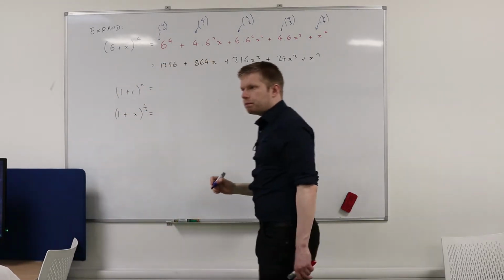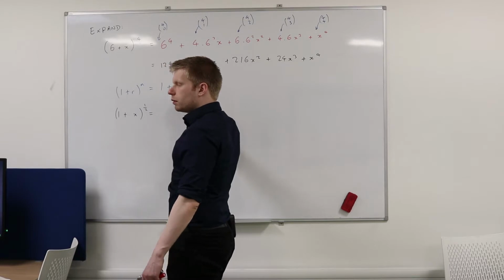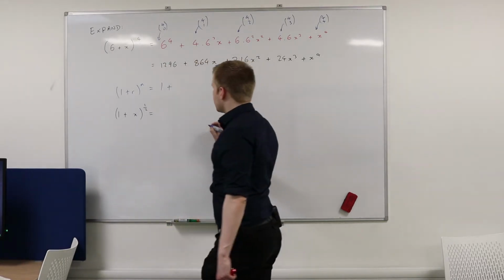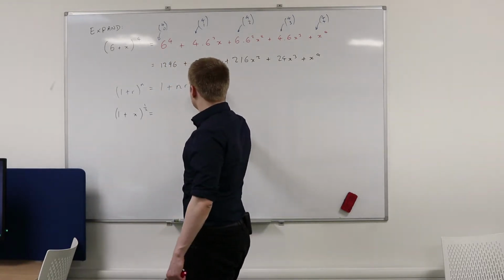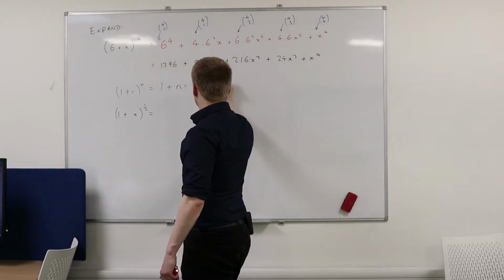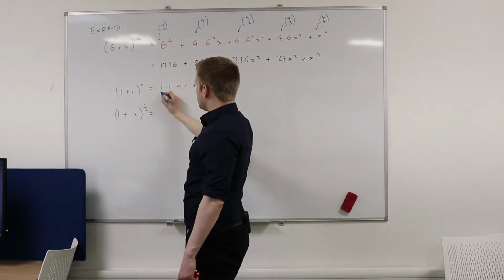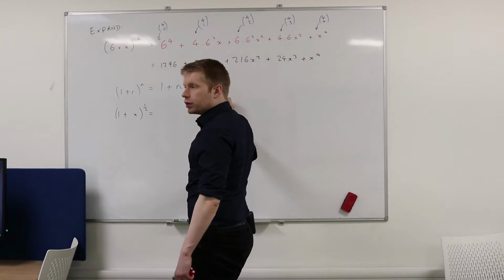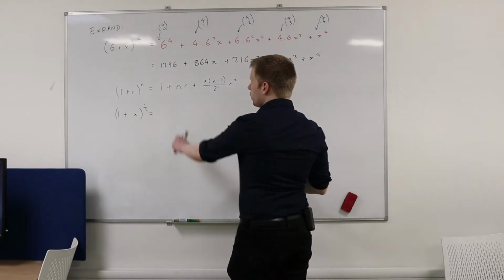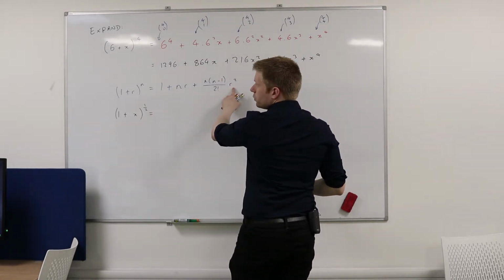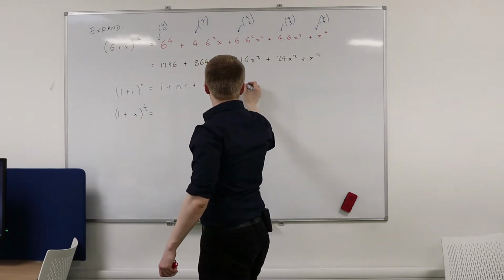Can anybody remember? Yep. n times r, good. n times r plus n times n minus 1 over 2 factorial. You can think of this as over 0 factorial. This is over 1 factorial. This over 2 factorial. Times r squared. Okay, so you can kind of see the pattern, r to the power of 0, r to the power of 1, r to the power of 2. In fact, this thing comes from thinking about this, isn't it? It's a very specific case of this. Yeah, just do one more term for me.